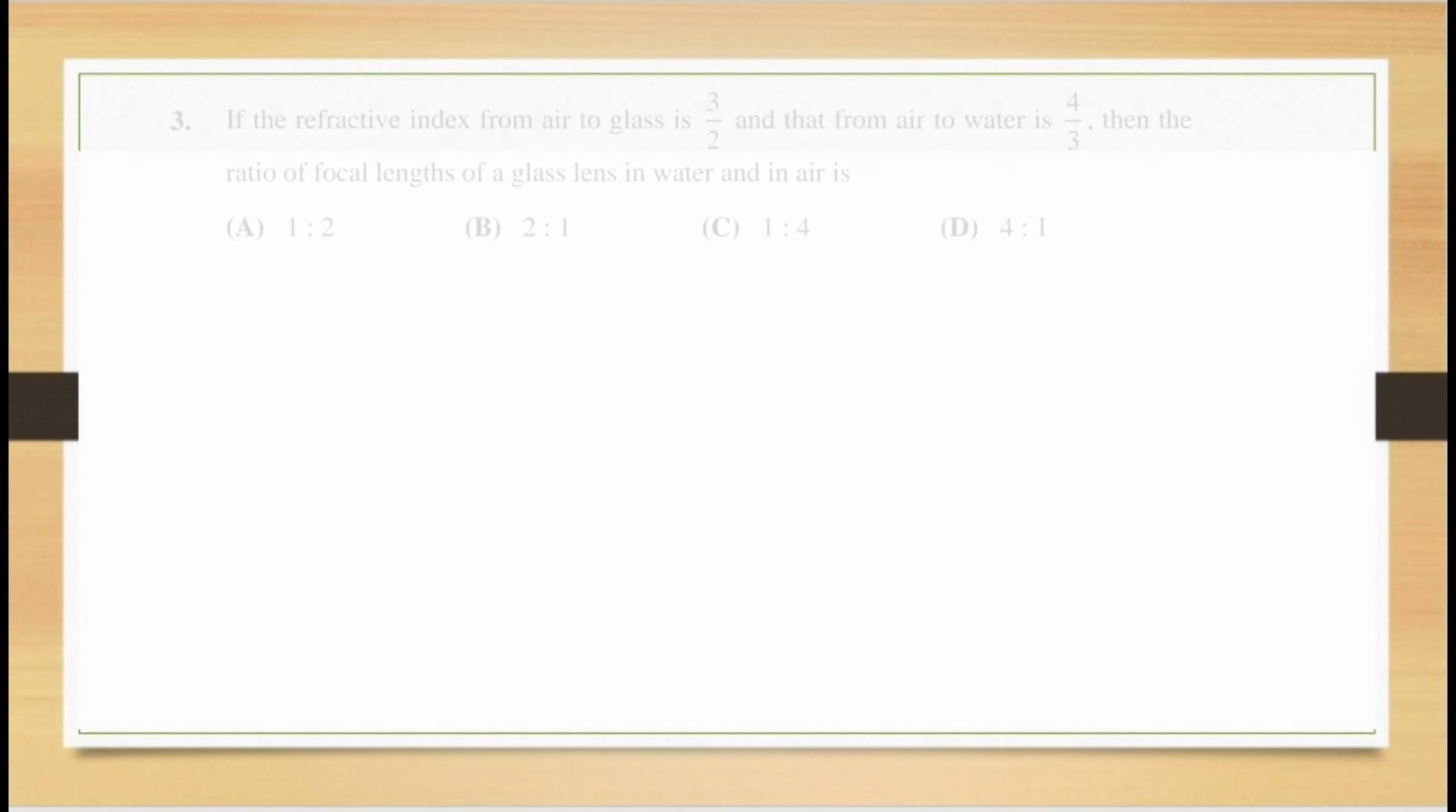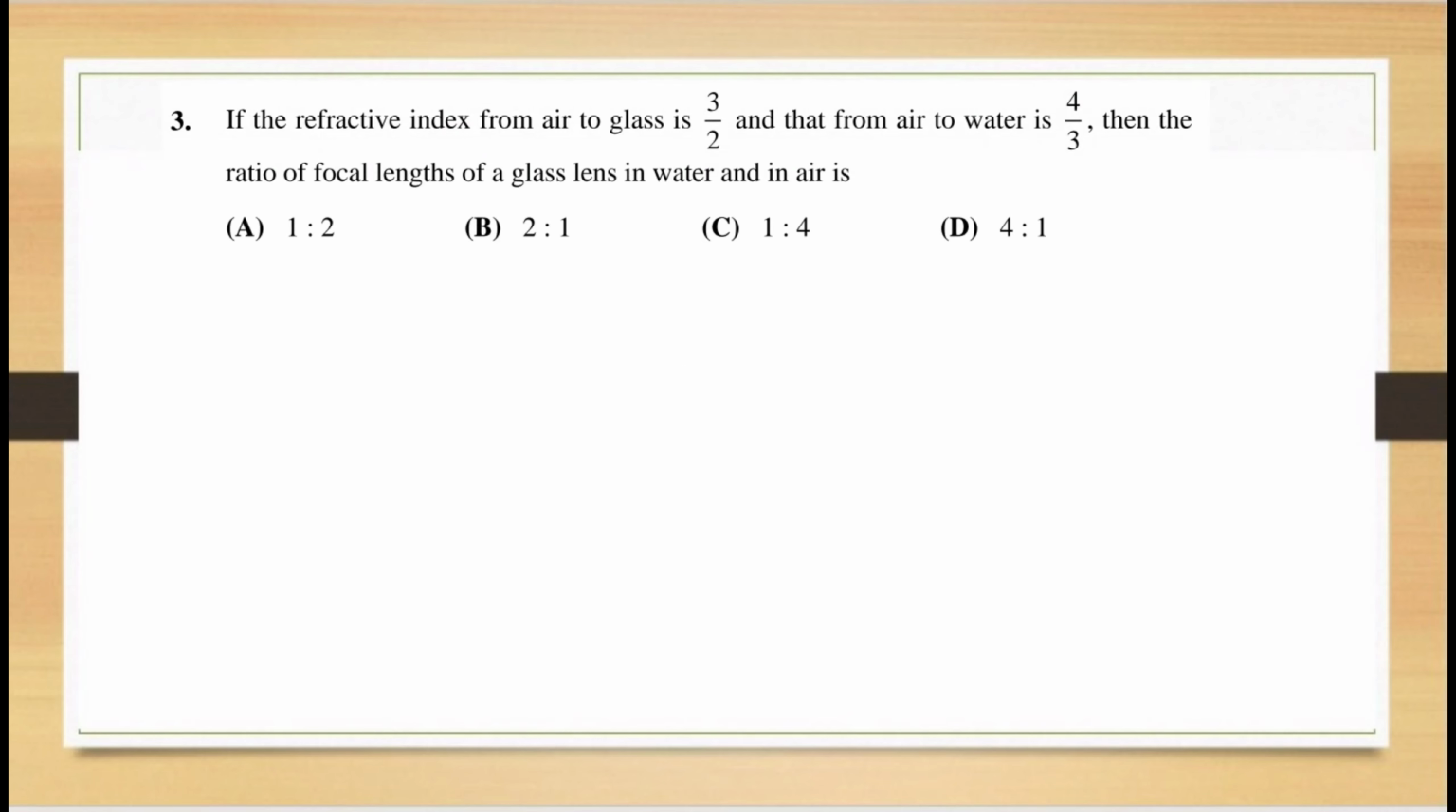Third question is, if the refractive index from air to glass is 3/2 and that from air to water is 4/3, then the ratio of focal length of the glass lens in water and in air is. Options are: option A 1:2, option B 2:1, option C 1:4 and option D 4:1. Given that refractive index from air to glass is 3/2 and from air to water is 4/3.